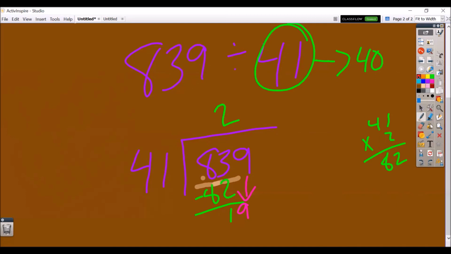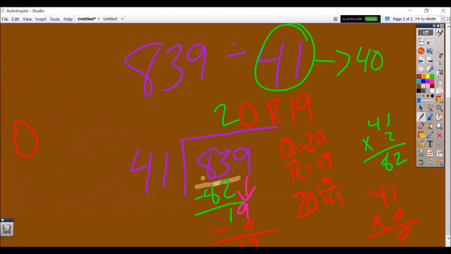So what do we do? Well, we represent that we can't do it by showing a zero. We cannot divide equally 19 into 41 groups. Well, what is 41 groups of zero? Exactly, it's zero. So you're going to subtract zero. That's your remainder. So it turns out that it's 20 with a remainder of 19. So the quotient's 20, the remainder is 19. And if I showed it as a fraction, it would be 20 and 19 over 41.